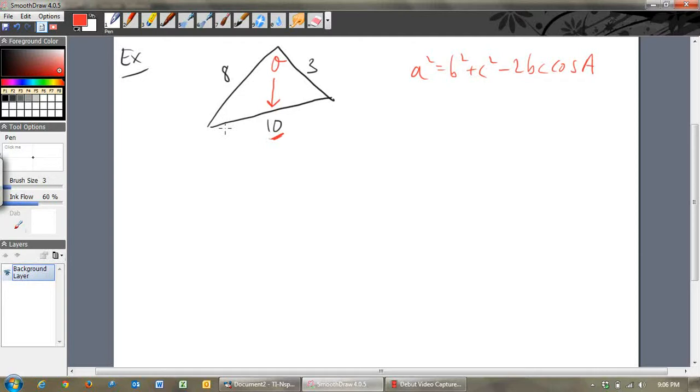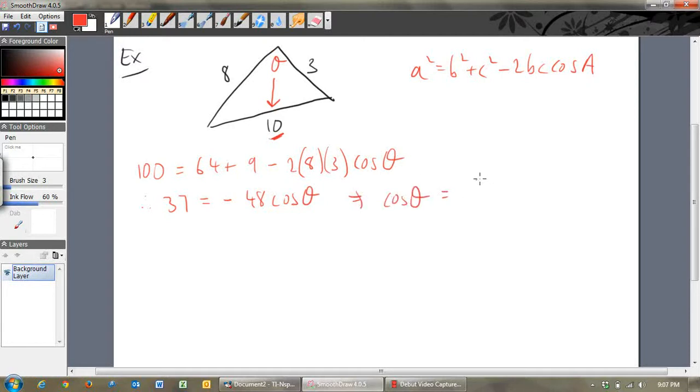You get used to this because you use it all the time. So what have we got? We start with the side opposite. So 10 squared equals 8 squared plus 3 squared minus 2 lots of 8 times 3, that's b times c, and the cosine of the angle there. And then it's just a matter of solving this, okay? So therefore, 64 plus 9 is 73. Subtract 73 from 100 and you'll get 37 equals negative, what's this? 16 times 3, negative 48 cos theta. Therefore, cos theta equals 37 over negative 48.